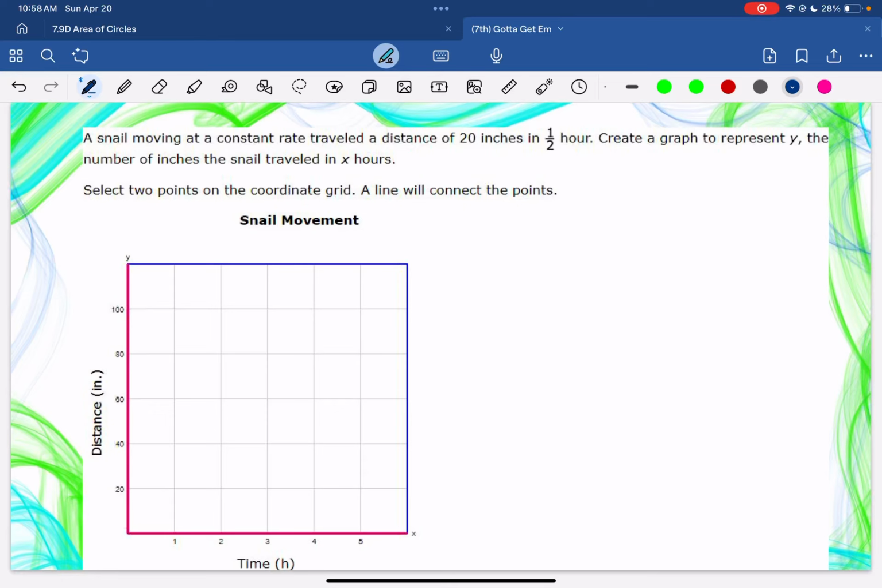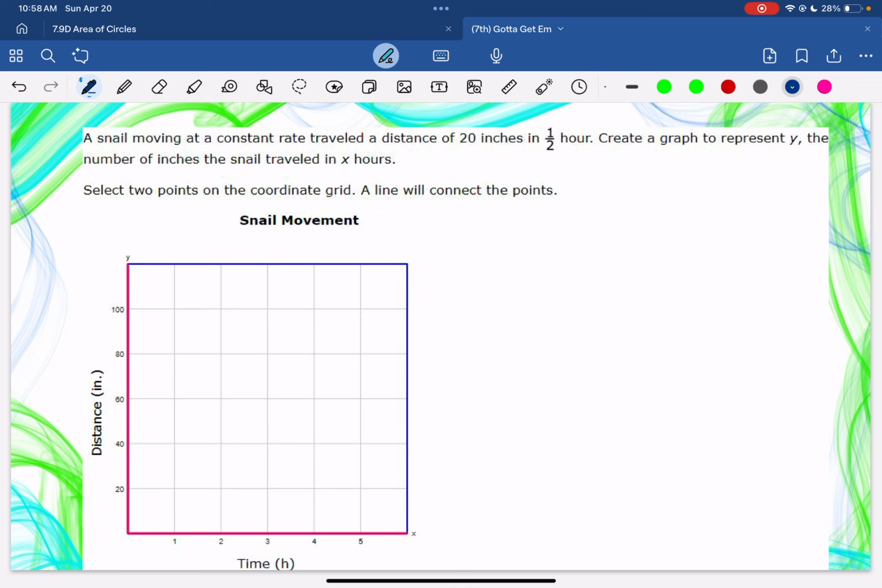Hey, welcome back guys. And in this video, we're going to dive into how to graph a constant rate of change, just like you'll see on the 7th grade STAAR test. So just to refresh our memory, the x-axis is your independent variable, and in this case, you can already see that it's time, and then the y-axis will represent your dependent variable, which would be distance.